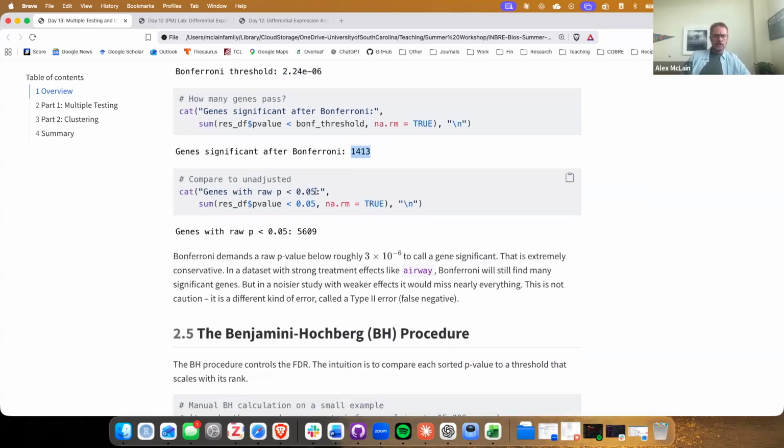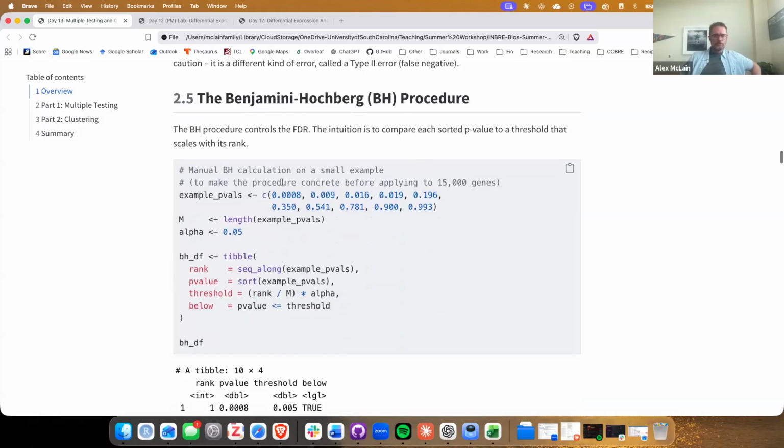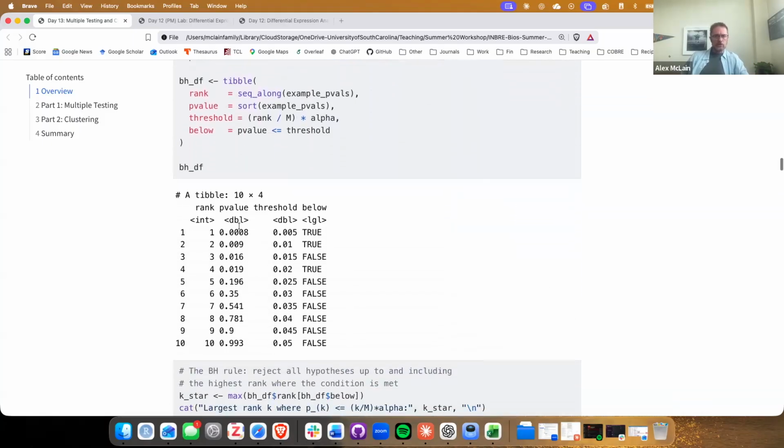If we compared the unadjusted p-values to 0.05, we would reject 5,600. So the BH procedure will be between these two. It'll reject more than the Bonferroni, but certainly fewer than the unadjusted p-values. And this is the example that we just went through, the sorted p-values compared to their threshold.